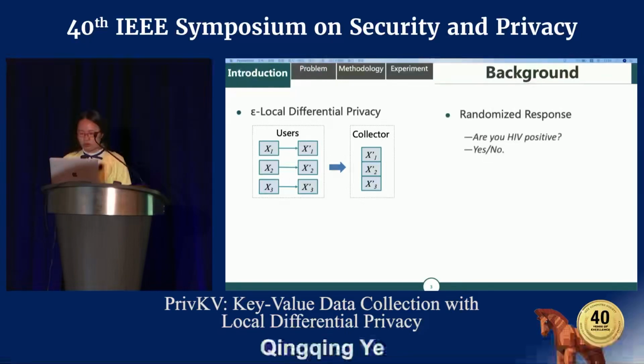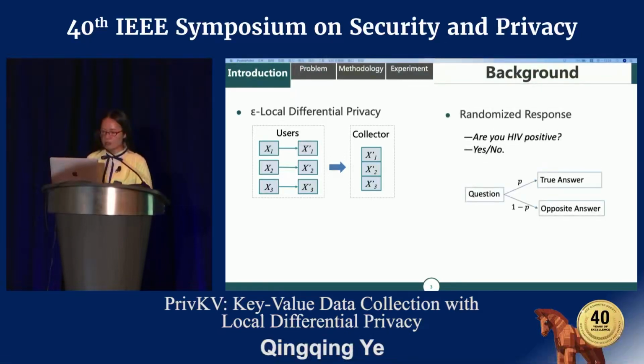Currently, randomized response has been the predominant technique for LDP. Specifically, when a user is asked, are you HIV positive, then the answer may be yes or no. And for the sake of privacy, this user may give the true answer with probability p and an opposite answer with the probability 1 minus p.